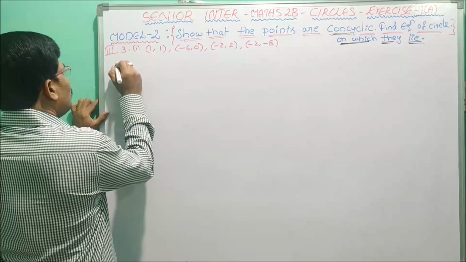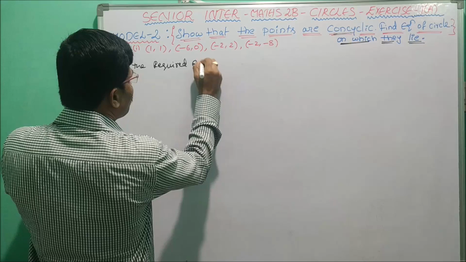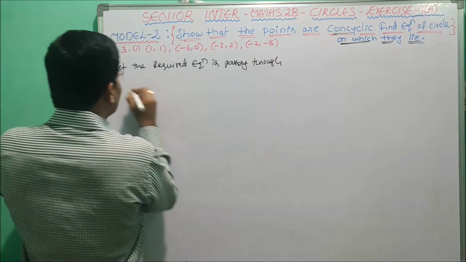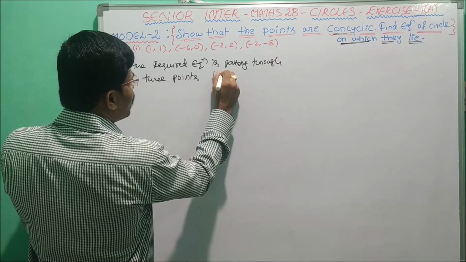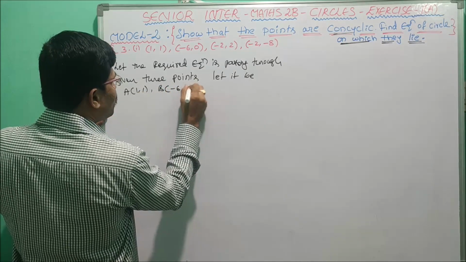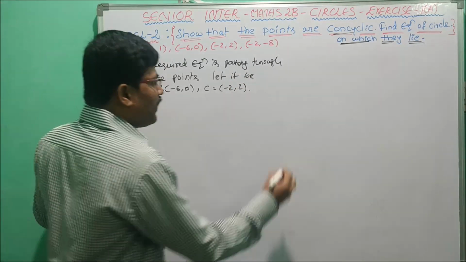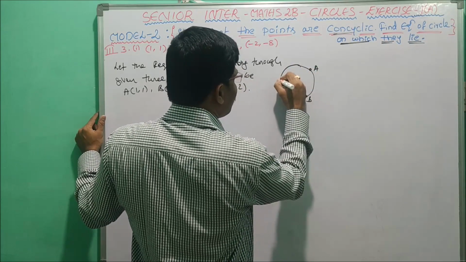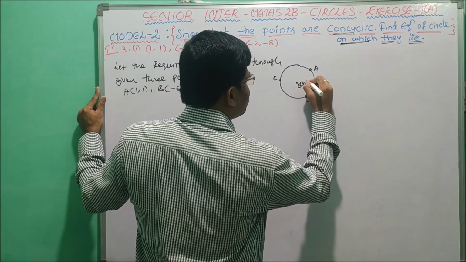First we take, let the required circle be passing through the given 3 points. Let them be A(1,1), B(-6,0), C(-2,2). Clearly here we take one circle, this is A, this is B, this is C, and also let us assume that the center of the circle is S(h,k).